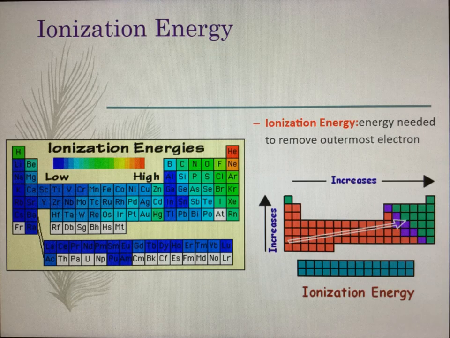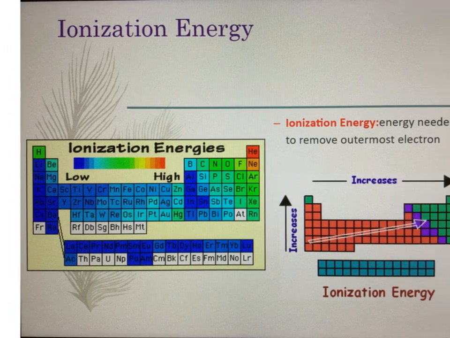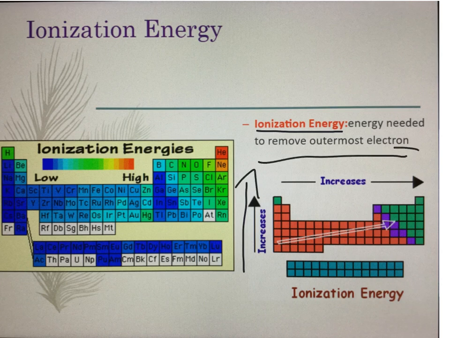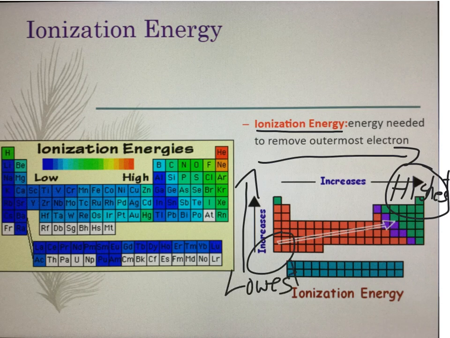Okay, now your ionization energy is what we did this week, and the increase is going to be opposite of atomic radius. You're going to increase from the bottom up and from left to right. So your highest will be near helium, and your lowest is going to be down here. Okay, electronegativity is going to have the same trend.